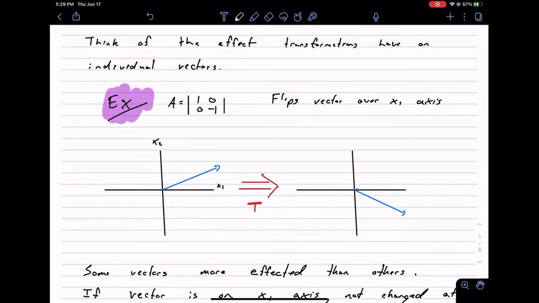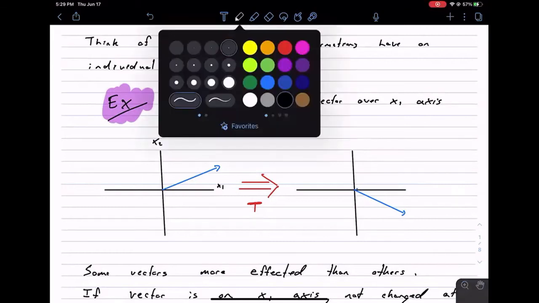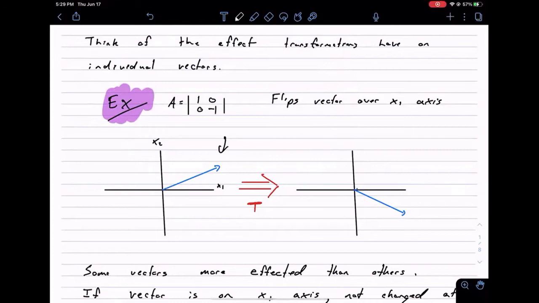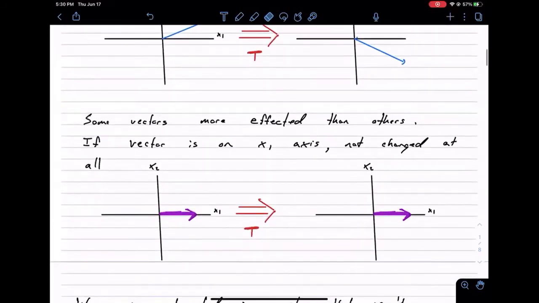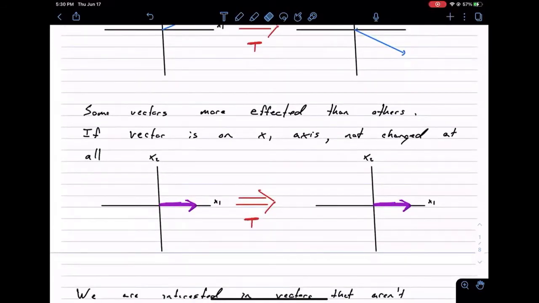Now here I've drawn this blue vector, and we can see it flipping across the x1 axis. Some vectors in this vector space are going to be more affected than others, right? For example, if I have a vector that's just right along that x1 axis, that horizontal axis, it's not going to be affected at all. It's not changed at all by the linear transformation.